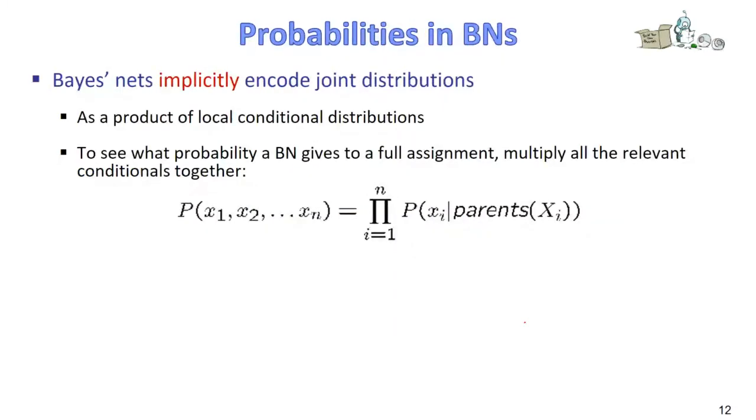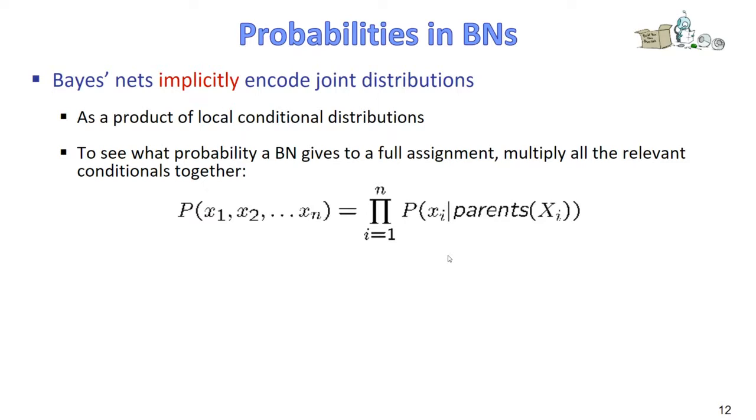Now, what do we get out of these probabilities? We said that associated with each node, there is a conditional probability table. Actually, the collection of all of these conditional distributions encodes a joint distribution.